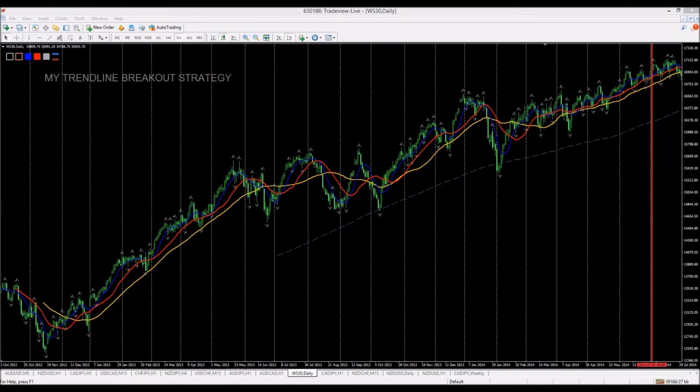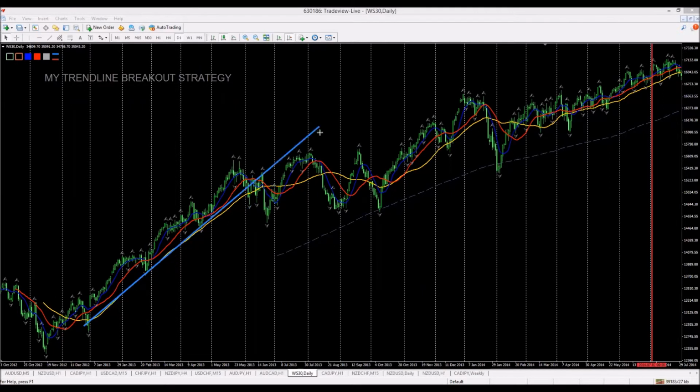Hey guys, we're looking at the Wall Street 30. As we continue this series of Let's Find a Trade, what we're looking at is just that. This Wall Street 30 is an interesting pair. You either love it or you hate it.